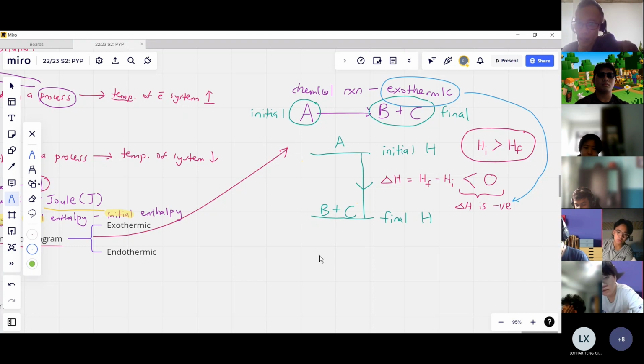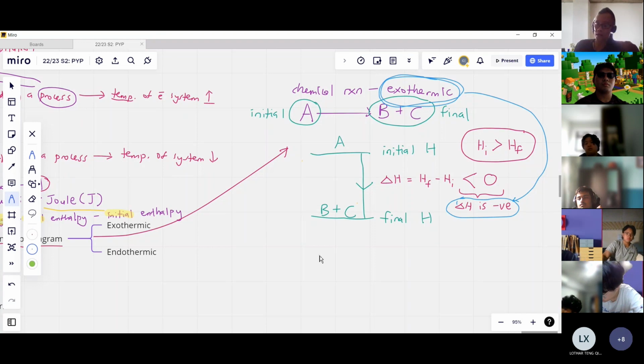In other words, if I tell you that a process has a negative delta H, it implies that that process is exothermic. So it can go both ways. Exothermic means negative delta H, or you're told that negative delta H implies that the process is exothermic. Yes, please jot this down. This is important.